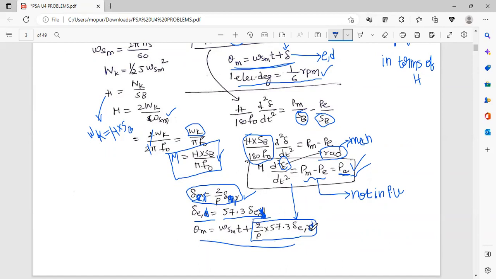This is actually mechanical radian, sorry. See here, this is mechanical radian. This mechanical radian into 2 by P will give you the electrical radian. Electrical radian into 57.3 will give you the electrical degree. This total term will constitute the electrical degree.